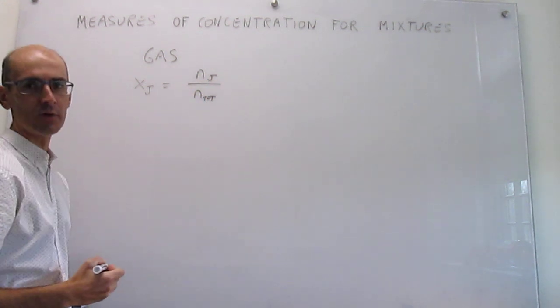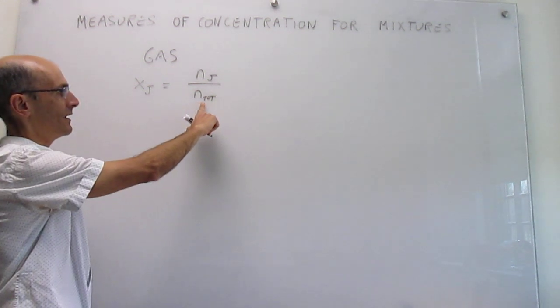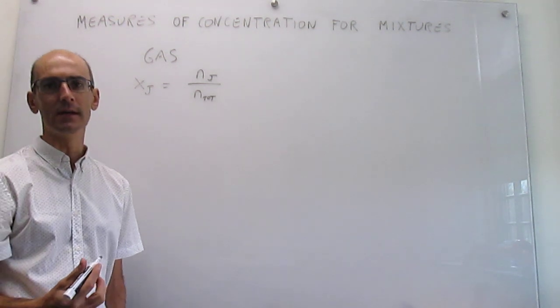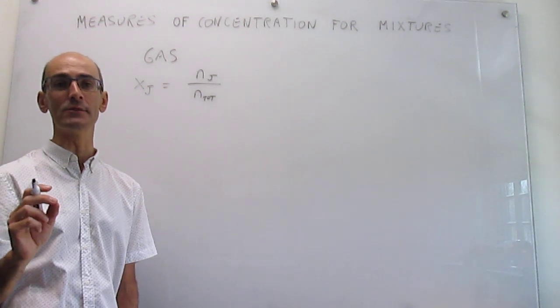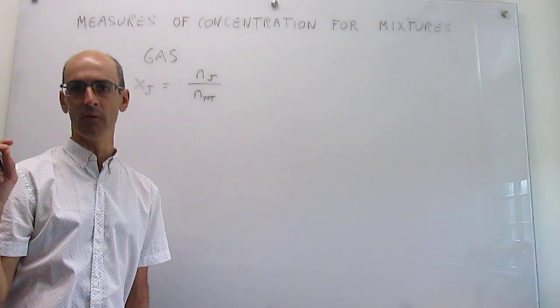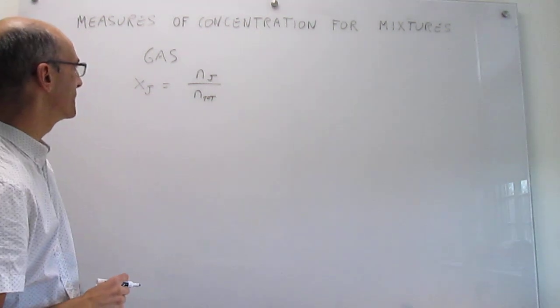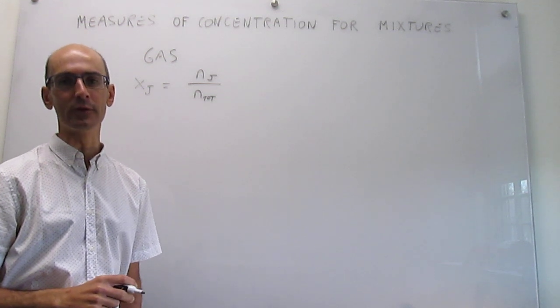Right, so if you have two components, j and i, then there will be number of moles of j plus number of moles of i. And again, this is a really good descriptor for the relative concentrations. It actually gives you a direct indication of how many particles of one gas you have with respect to the other. Okay, but there's more measures of concentration that are useful for gases.